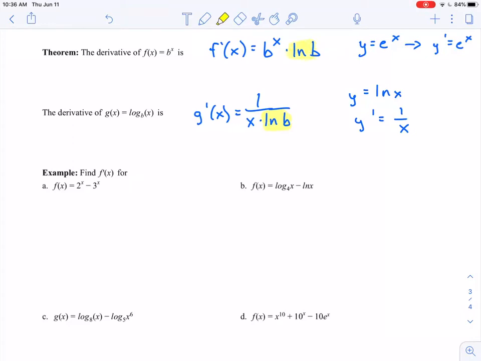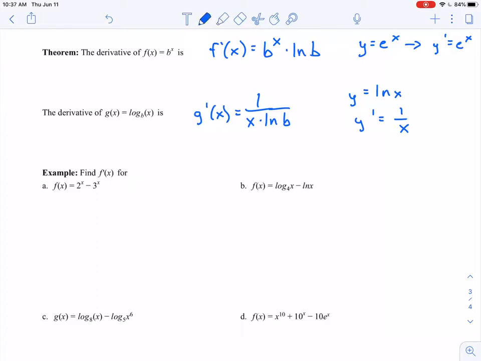And here we just need to account for our factor of natural log of b. So that's really the only major difference between these. We just have this extra thing that we need to multiply by once we repeat that same process, or use that similar process, of e to the x and natural log of x for our derivatives.